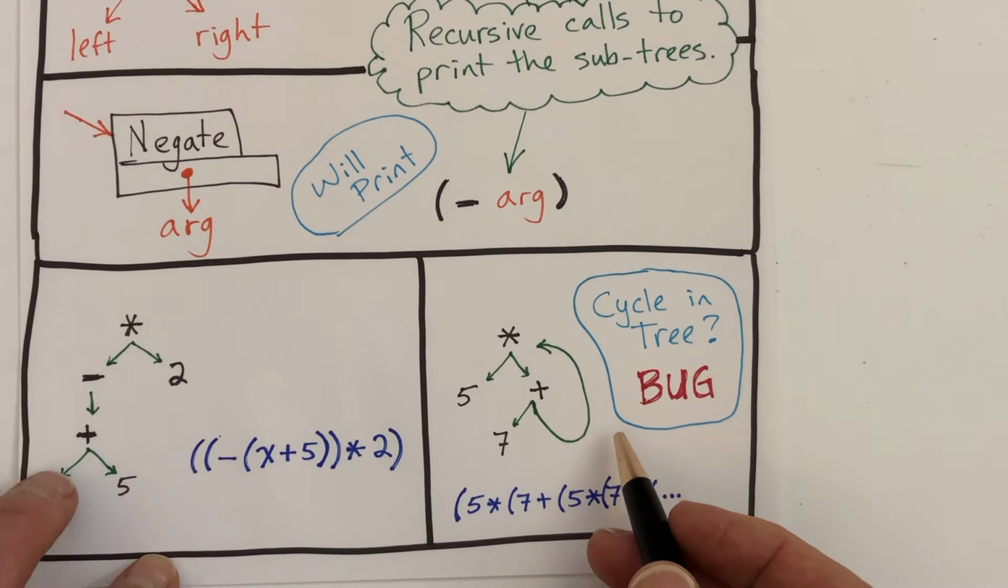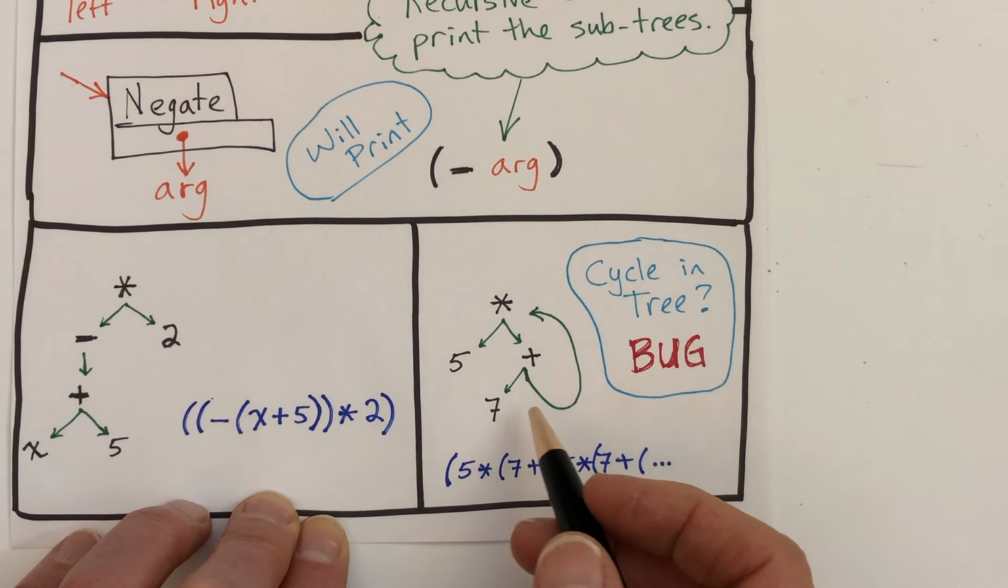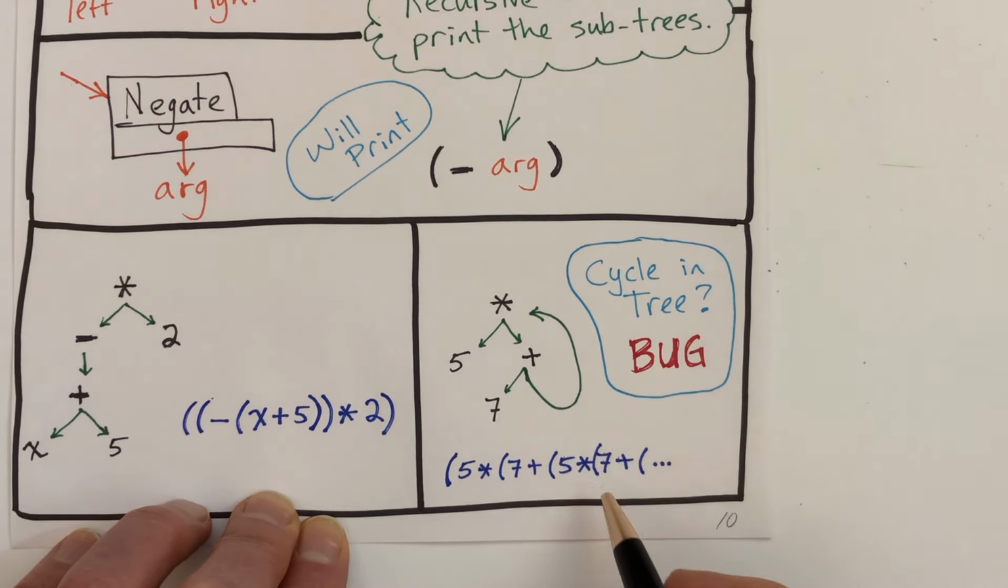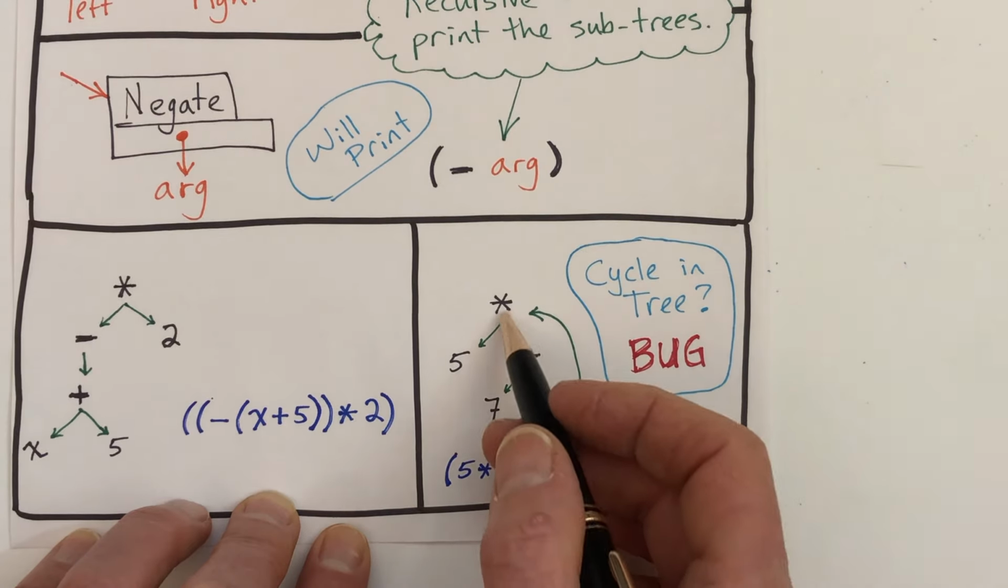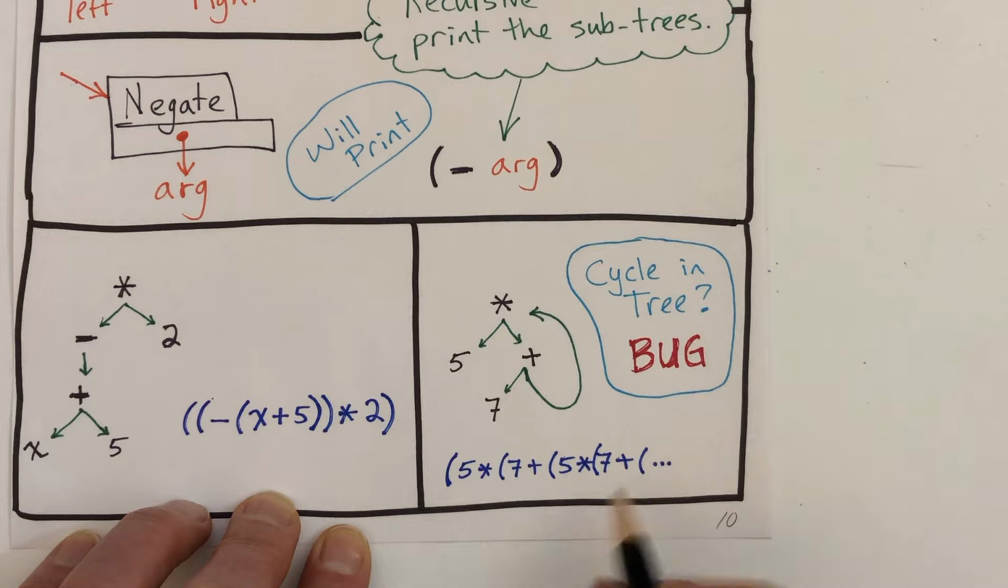I should mention that if for some reason you get a cycle in your tree and you try to print this out, you run into an infinite loop. You just keep printing 5 times 7 plus and so on.